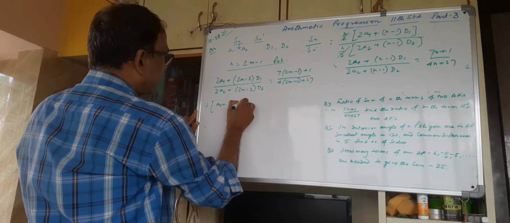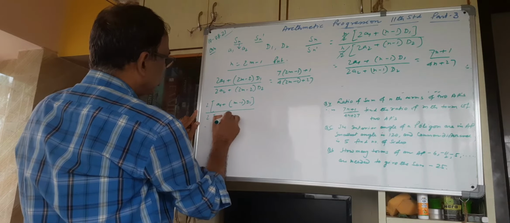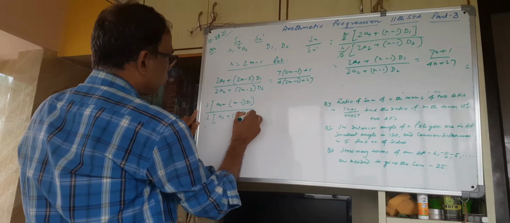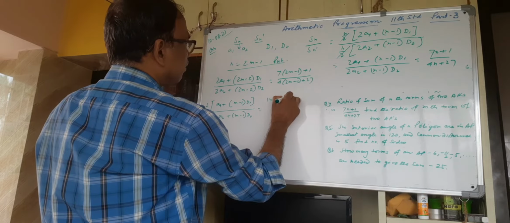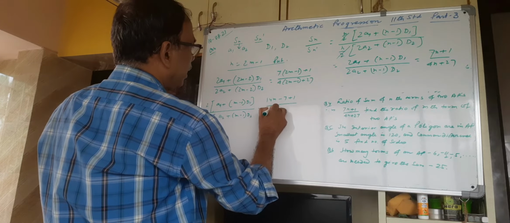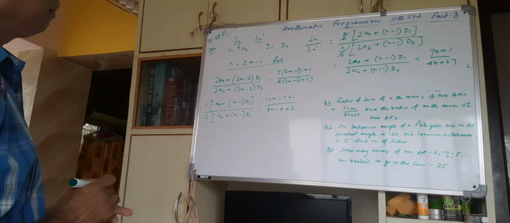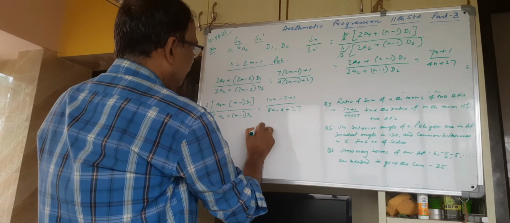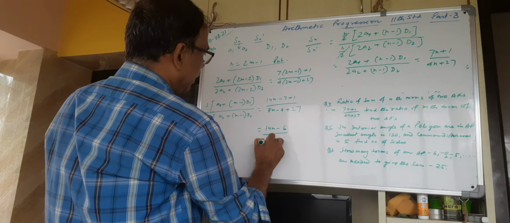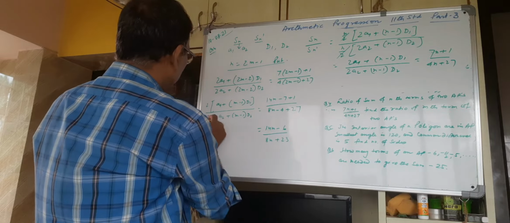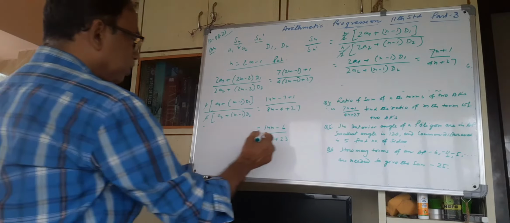A1 plus (m minus 1) into A1 by 2 common. A2 plus (m minus 1) into D2 equals 14m minus 7 plus 1 by 8m minus 4 plus 27. That equals 14m minus 6 by 8m plus 23. This is cancelled, so this is the 14m minus 6 plus 8m plus 23.